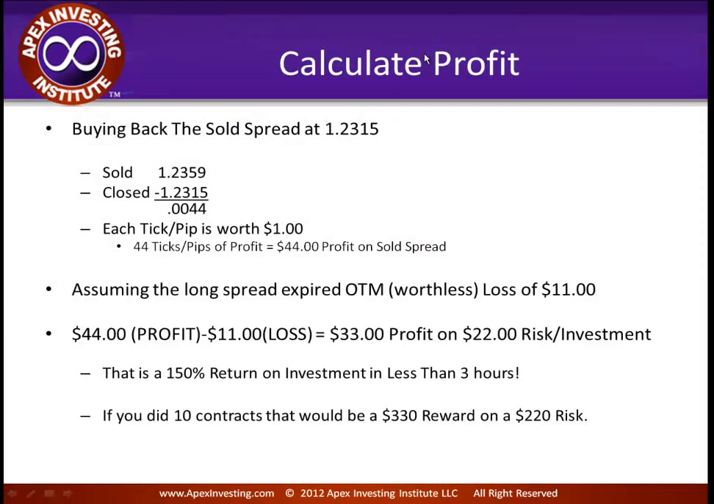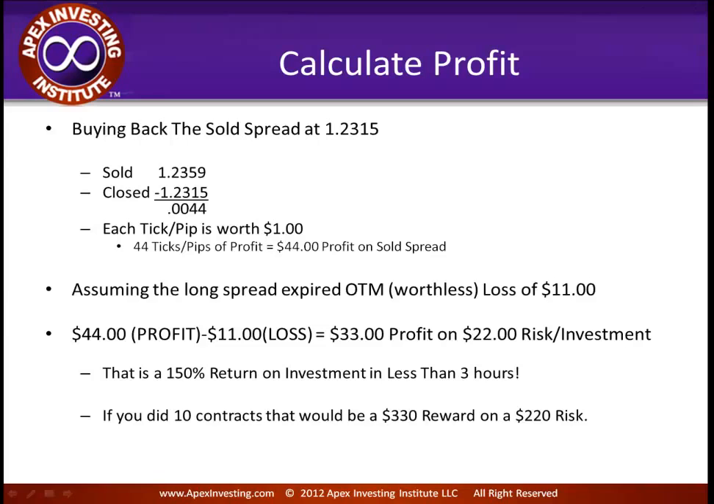So now we're going to calculate our profit on the trade, or did we have profit? Well, it did move more than 22 ticks because we sold the lower spread at 1.2359, and then we bought it back at 1.2315. So we actually made 44 ticks on that trade, on the sell spread itself. And remember, every tick is worth $1. So since we made 44 ticks, or you could call them pips, a profit, we made $44 of profit on the sold spread. Now again, we're assuming that the long spread expired out of the money, so we had a total loss on that of $11.